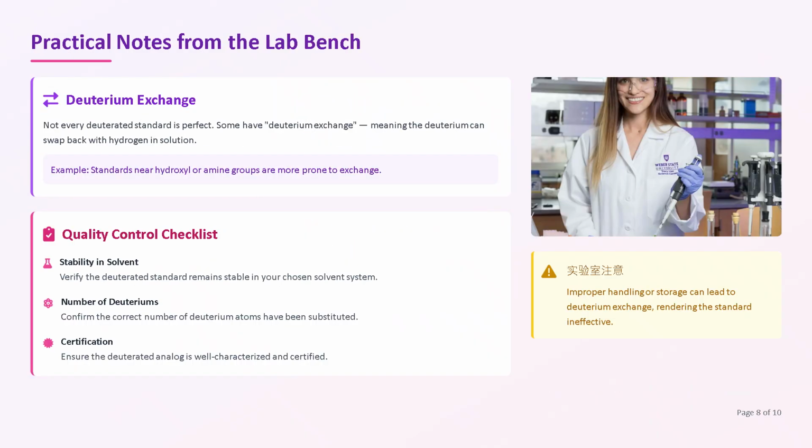However, deuterated standards must be chosen and handled carefully. In some molecules, deuterium can exchange back to hydrogen, especially near reactive groups like hydroxyl or amines. So it's important to verify stability, confirm the number of deuterium atoms, and ensure the standard is certified and properly stored. Good lab practice protects the integrity of the correction.